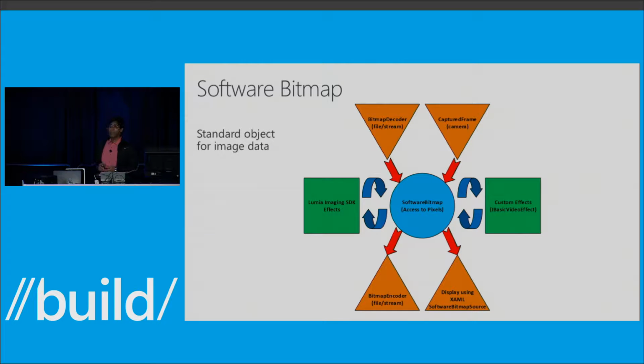From a consumption point of view, you can save a software bitmap to a file or stream using the bitmap encoder, or display it on the screen using XAML SoftwareBitmapSource object. Currently, software bitmap is not displayed correctly due to a small issue. Rest assured, this will be fixed in our next flight. You will be seeing software bitmap in use in one of the samples that we demonstrate later in the session.